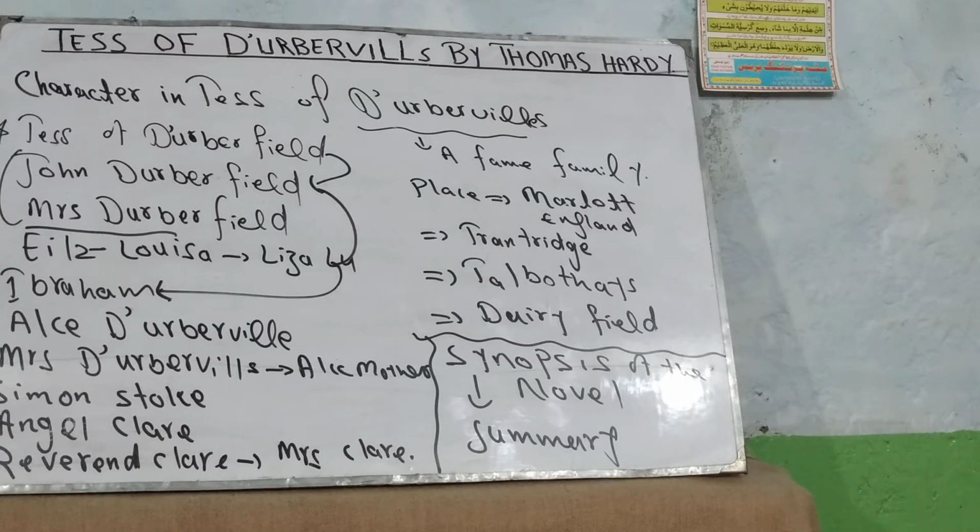One day John D'Urberville was returning home after selling things. A parson, Tringham, met him on the way. The priest respectfully addressed him as Sir John and told him that he was descended from an ancient knight's family of the D'Urbervilles.